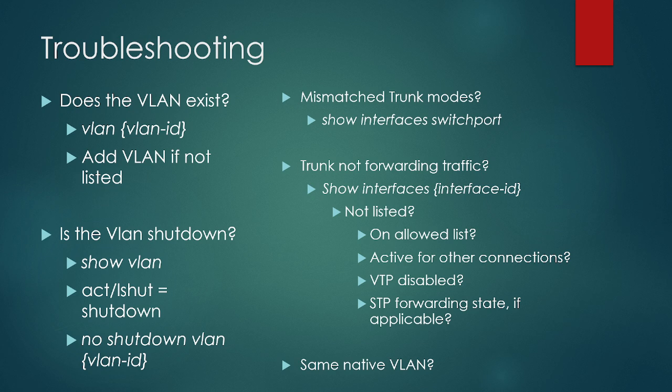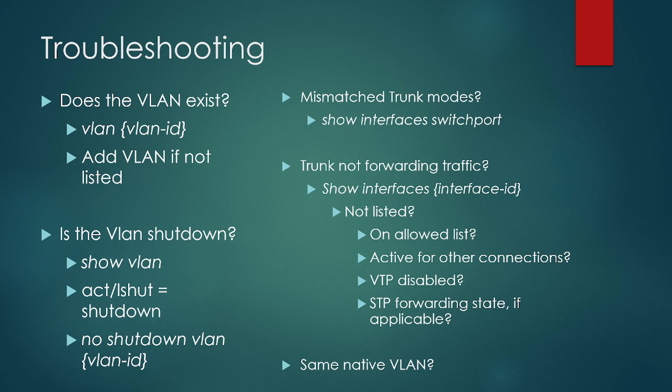Another common issue is mismatching the trunk modes when configuring trunking. To avoid these types of issues, make sure that, if we're using dynamic modes, one of the switches is configured as desirable, as if there are only auto switches, trunking will never be negotiated between them. If you do not know what mode your switch is using, you can use the show interfaces switchport command to check the mode.